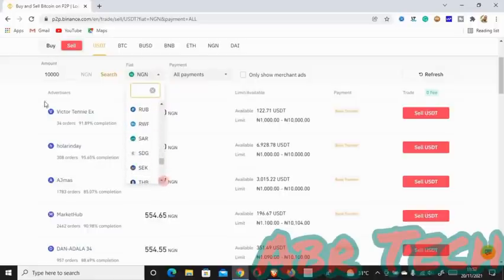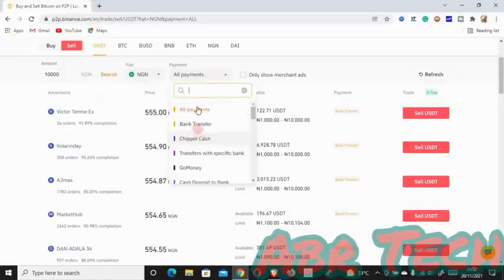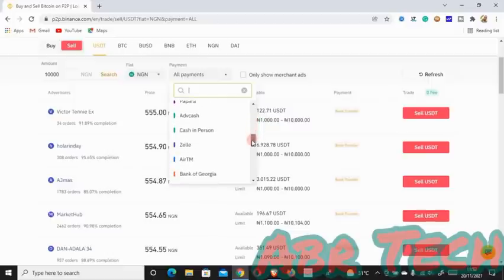There are other numerous currencies here, both Ghana cedis, Kenyan shillings, all of that. So we're going to choose bank transfer. There are other transfer methods here, even WebMoney, cash, Zelle, Bank of Georgia.